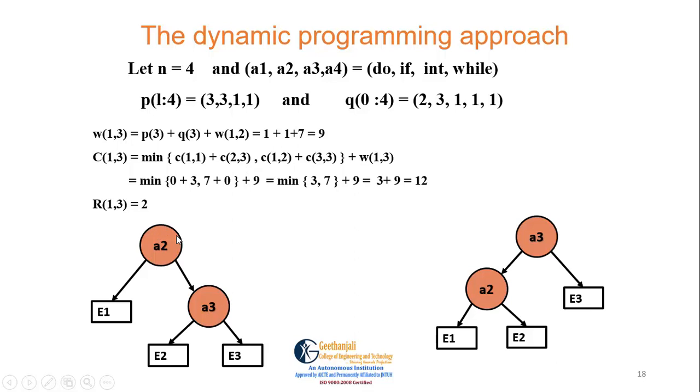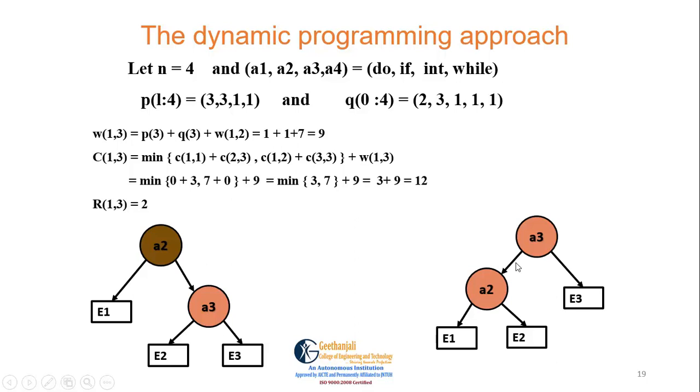Okay, so among these two trees, you got 0 plus 3 here, 7 plus 0, so 3 comma 7. Among this 3 comma 7, which is the minimum value? 3. So you are getting the 3 value because of which tree? Because of the first tree. So which is the root element you are selecting now? A2 as a root element, and which is the subtree being considered for an optimal solution? This one, not this one.